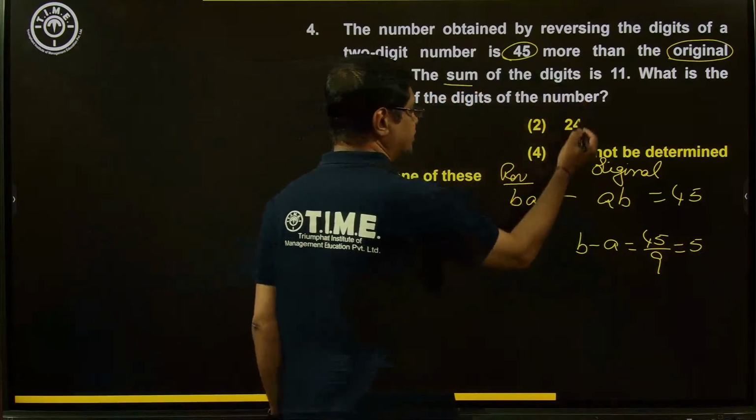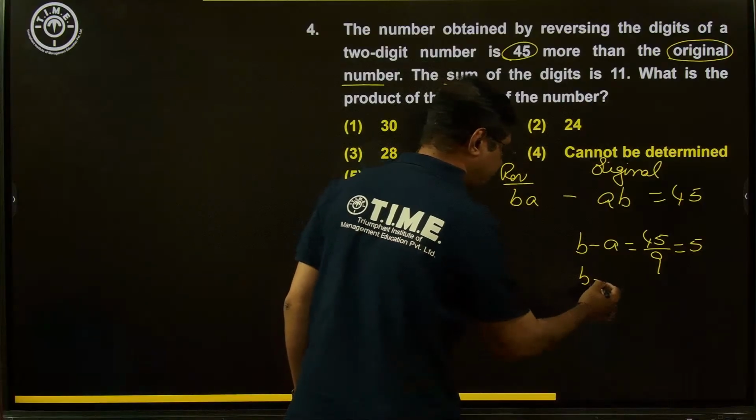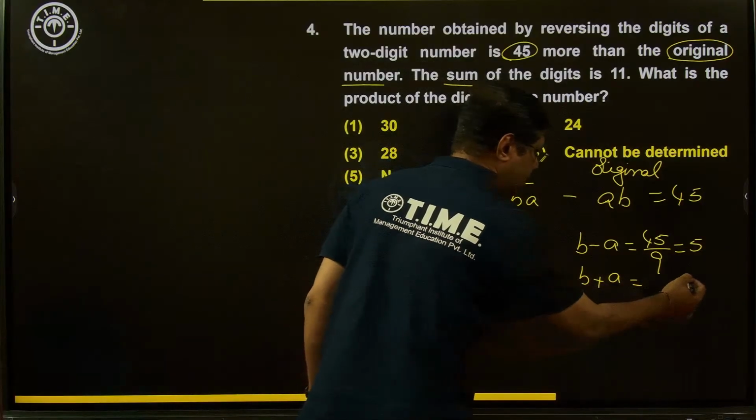Okay, next, continuation. The sum of the digits is 11. The sum of the digits means B plus A, or A plus B. How much is it? 11.